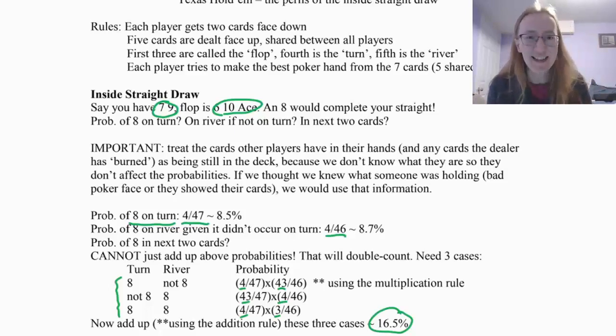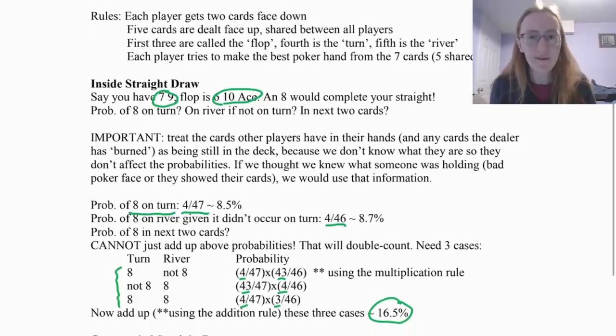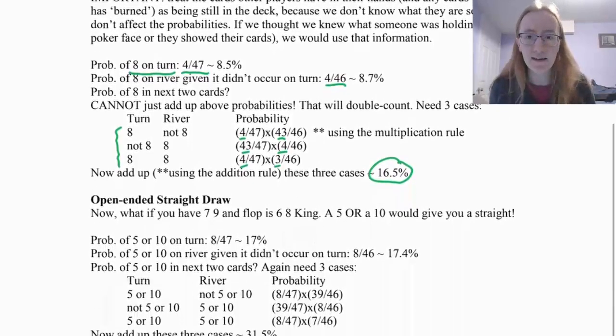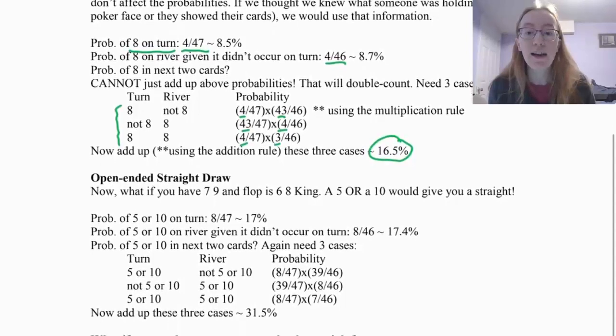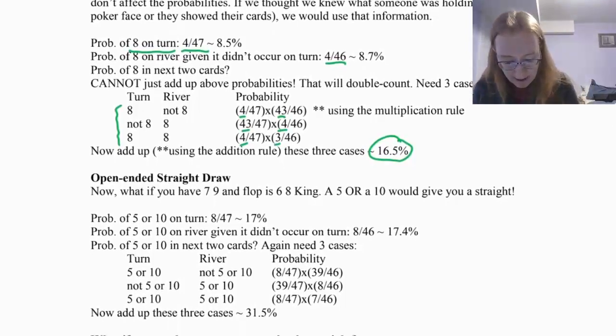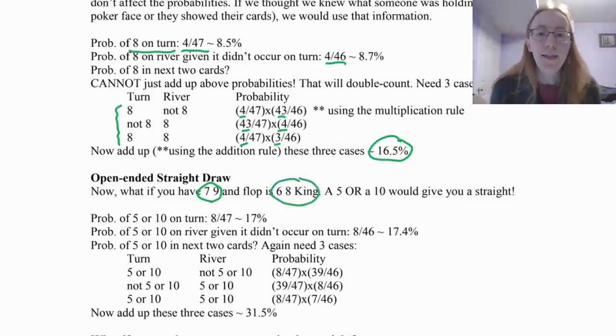All right, cool. So that's an inside straight draw. There's other types of straight draws as well. So I just want to fairly quickly talk about a couple other cases. So we could have something like, if I had 7-9 at the beginning, and the flop was, say, 6-8-king, then I have 6-7-8-9 in a row.